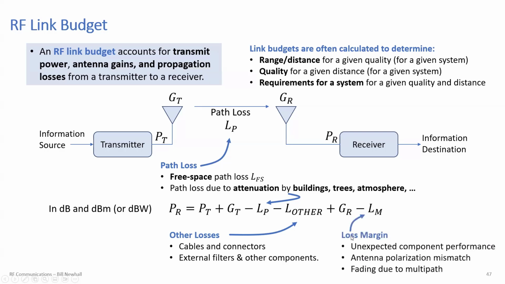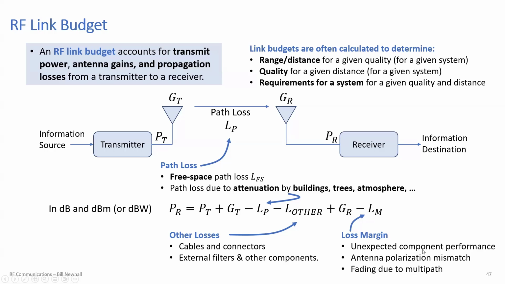We also probably want to include a loss margin. And that accounts for unexpected component performance. If a component's a little higher on gain, lower on gain, a little more loss, a little less loss in a filter, we can account for antenna polarization mismatch when you don't have the antenna's polarization aligned with the electric field that you're receiving. And also fading due to multipath, which is something you've probably experienced if you ever listen to FM radio.